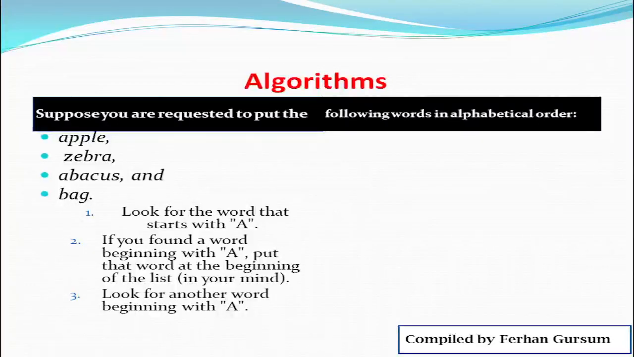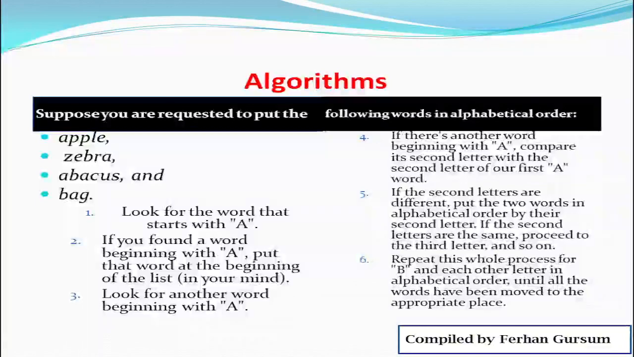You say this in your mind, okay? Look for another word beginning with what? A. If there is another word beginning with A, then we will compare it with what? With the second letter, which means another jump from A and we come to another second letter, and we compare them with that. Okay, if the second letters are different, put the two words in alphabetical order by their second letter. If the second letters are the same, proceed to the third letter again, and so on.